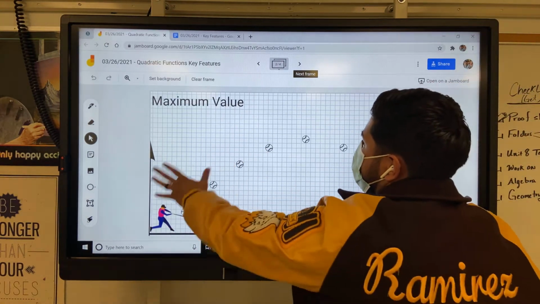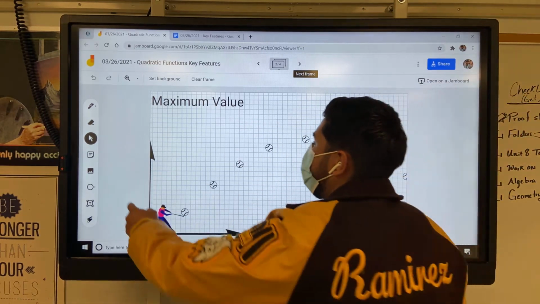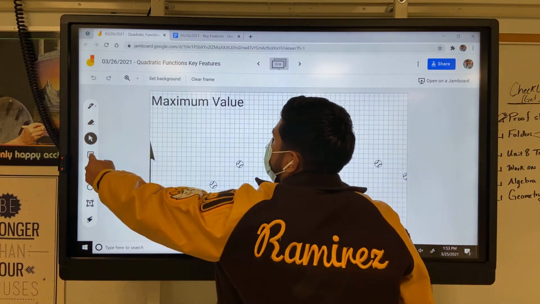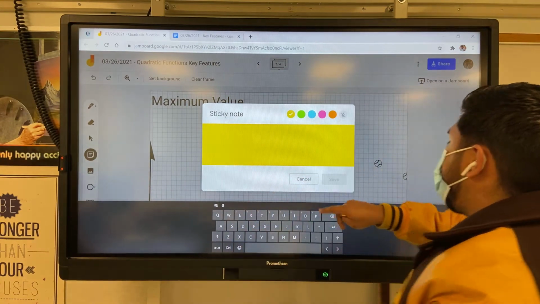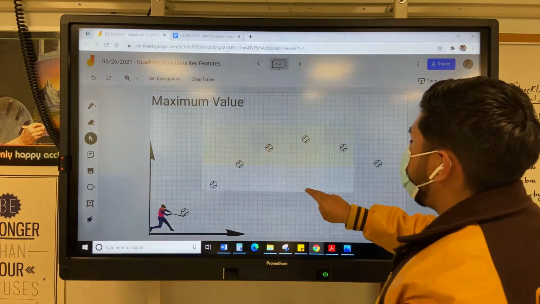Remember, if you want to add some notes, put your ID. Just click the sticky note, and put your ID number. And I'll get back to you as soon as possible.